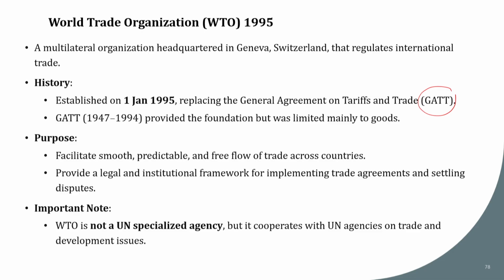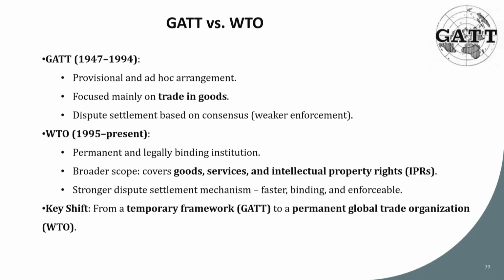The WTO was set up with the objective to facilitate smooth, predictable and free flow of trade across countries. In addition, it also aimed to provide a legal and institutional framework for implementing trade agreements and settling disputes. The important thing to remember here is that the WTO is not a UN specialized agency at all. However, it cooperates with UN agencies on trade and development issues.